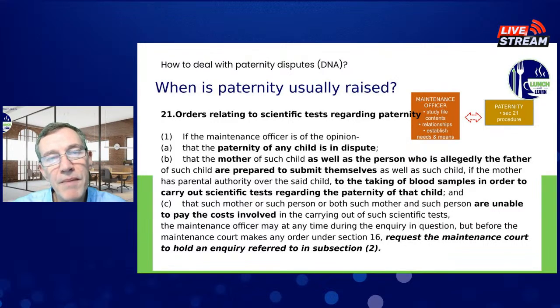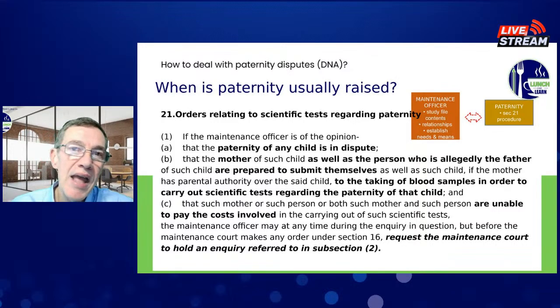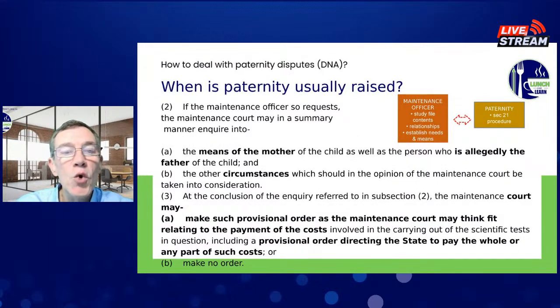There's an onus upon the maintenance officer to establish if the father or the mother has the means in order to pay for that. And if they do not have the means to pay for that, then the provisions of Section 21(1)(c) kick in, and they could request the maintenance court to hold an inquiry, a financial inquiry, referred to in subsection 2. That is dealt with where they deal specifically with who can pay for these tests, because these tests are quite expensive. Then there should be an inquiry.